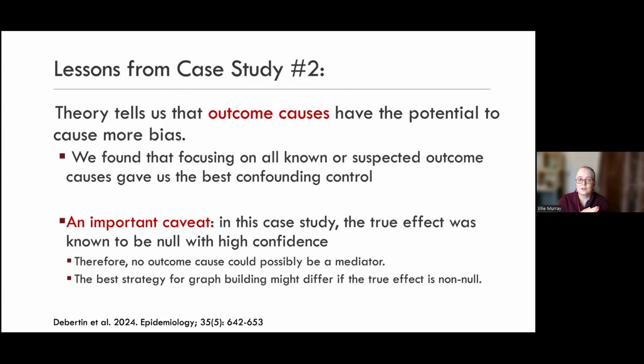And so none of these outcome causes could possibly be a mediator because there's nothing to mediate. When we're thinking about a situation where the true effect is non-null, we might need to retest that. But that's a lot harder to test because we don't have a true value of the effect to compare the results to.